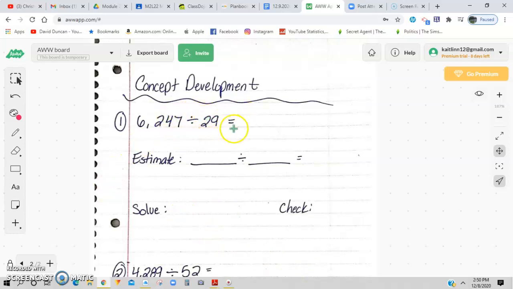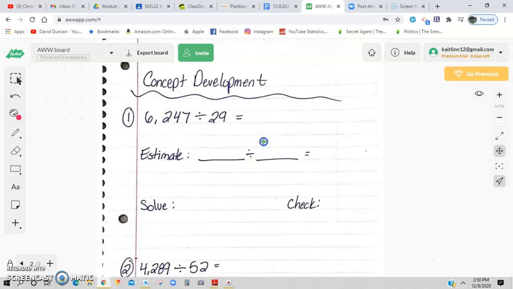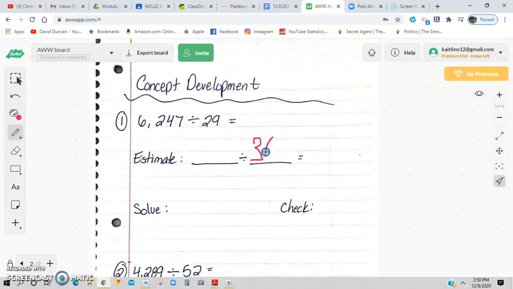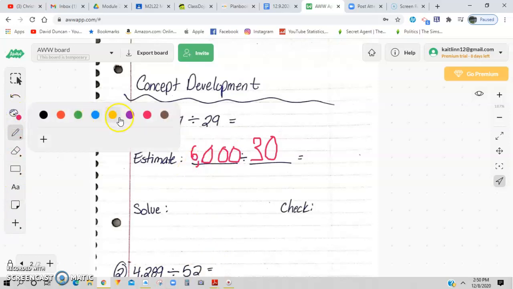But my 29, I'm going to round that 29 to my nearest 10, which is going to be 30. Okay, now I know 30 can go into 6. So I'm just going to round that 6,247 to 6,000, make it easy on myself. Now I need to cross out the zeros that they share.